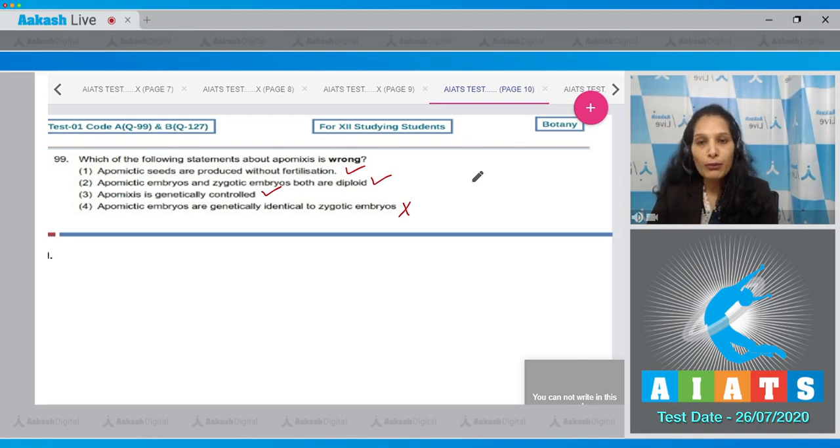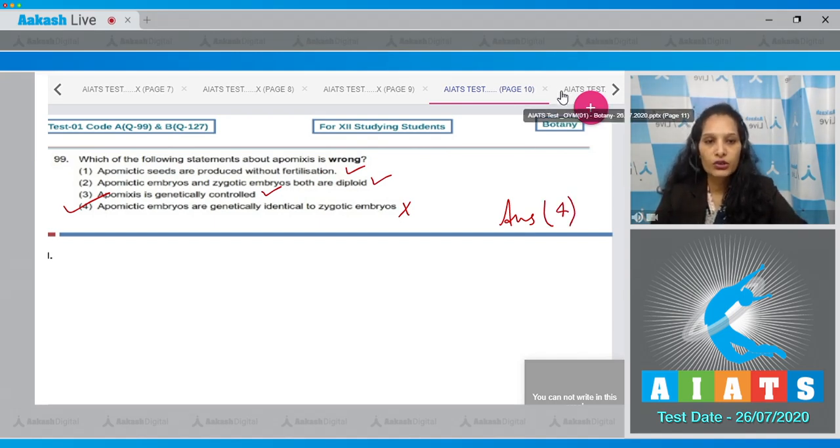But the apomictic embryo is directly formed from the mother tissue. So there is no variations because no fertilization is involved. So both will be genetically different. But yes, all the apomictic embryos will be genetically identical to each other, but not to the zygotic embryo. So the correct option for the given question is option number 4. Let's move to the next question.